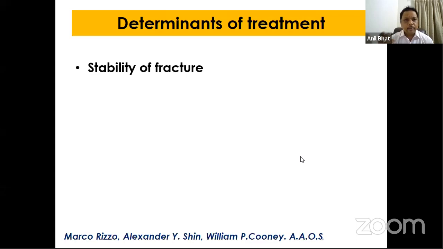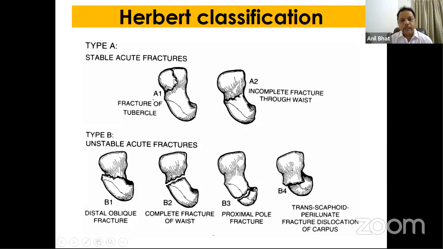The most important determinant is the stability of the fracture itself. A stable fracture can be treated non-operatively, and an unstable one obviously would go for fixation, because we know the problems with the scaphoid in terms of vascularity and non-unions. The location of the fracture is important, and what the patient wants, very, very important. If you look at the classification itself, there's hardly anything which is stable. A tubercle fracture or an incomplete fracture through the waist are probably the only stable fractures. Even a complete fracture of the waist, even though it's undisplaced, can become unstable eventually. So we need to be careful with this.